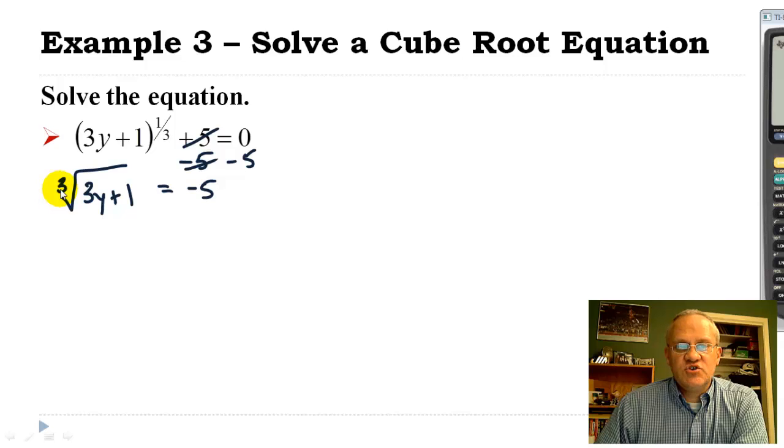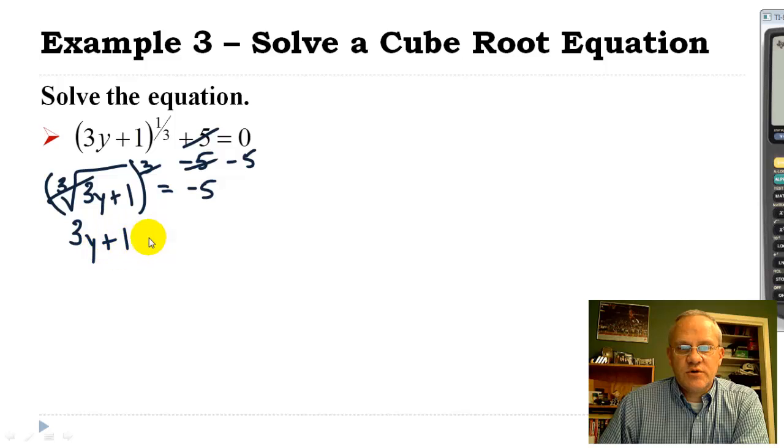What undoes the cubed root? Raising it to the 3rd power. The 3rd root cancels the 3rd power. So I'm left with 3y plus 1. I have to do the same thing on the other side. And so negative 5 to the 3rd power is going to be a negative 125.